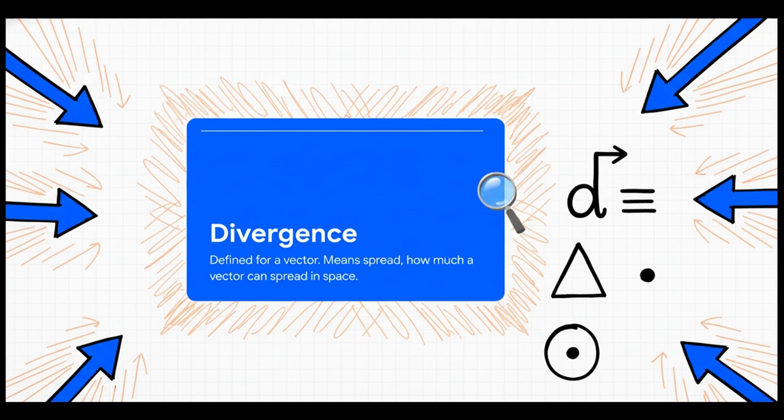Are things expanding outward from a specific point, or are they compressing inward? And notice that because we're using a dot product between the del operator and our vector, our output here is going to be a scalar. We are back to a single number representing that total spread.